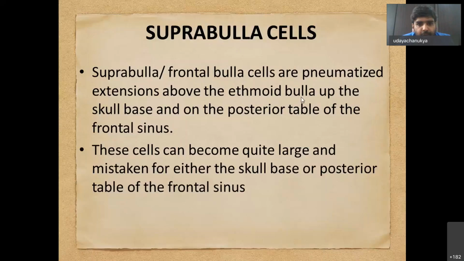Now we'll just reinforce it. Suprabullar cells are the pneumatized extension above the ethmoidal bulla up to the skull base and up to the posterior table of the frontal sinus. This is what we have just seen in the dissection picture.